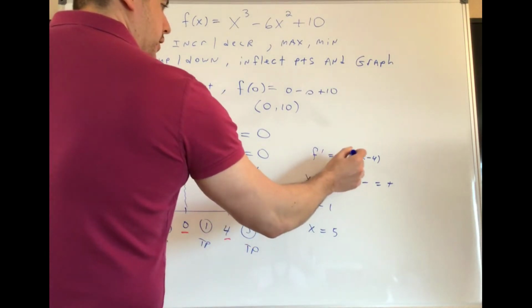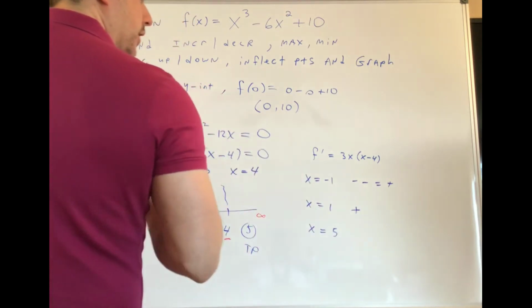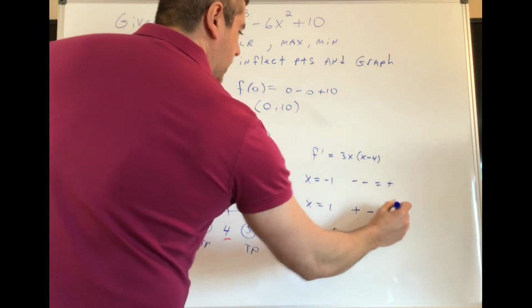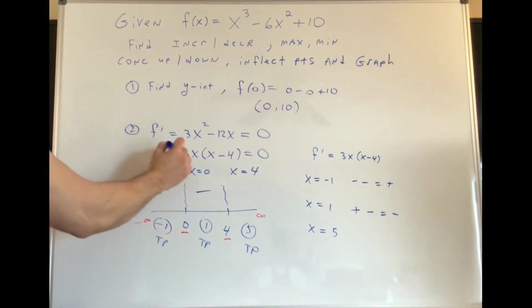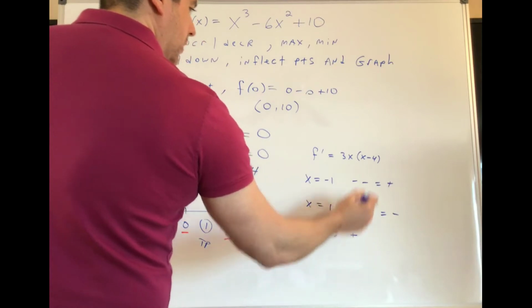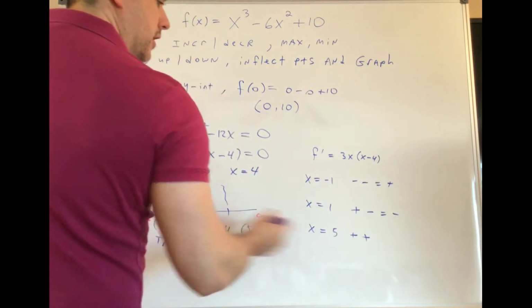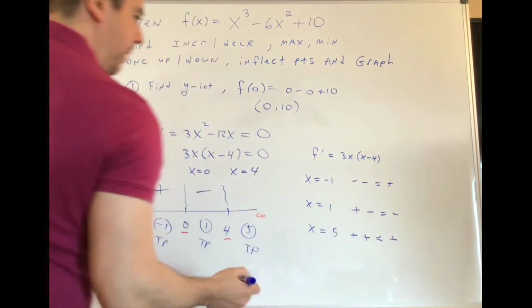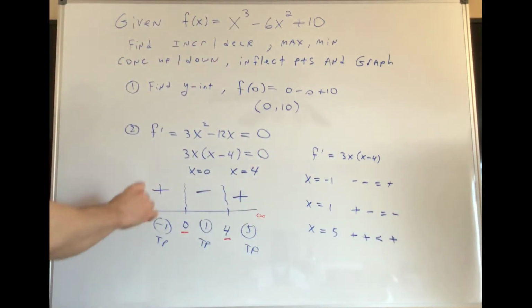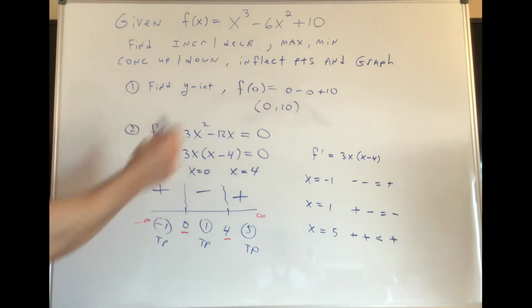I plug 1 in. 3 times 1 is positive 3. 1 take away 4 is negative 3. That's a negative number. So the graph's going up and then coming back down. Plug in 5. 3 times 5 is plus. 5 minus 4 is plus. It's 1. So I get a positive. Plus. So this graph goes up, down, up.